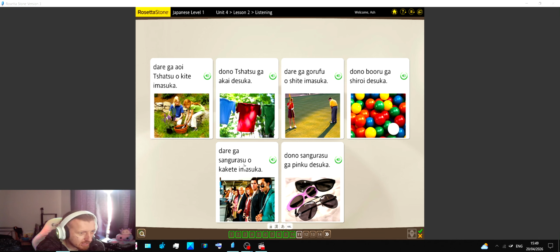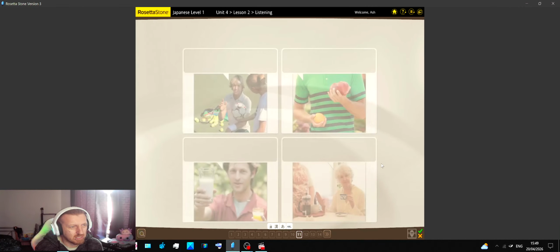Who is wearing the sunglasses? And which sunglasses are pink? This is just asking questions, I think. See if you can relate the information of being asked a question in Japanese in slightly different ways. If you can pick out the slide surrounding the context of what's been said.